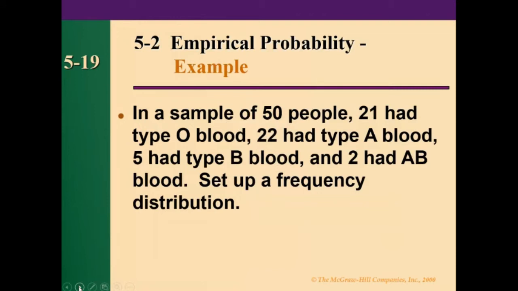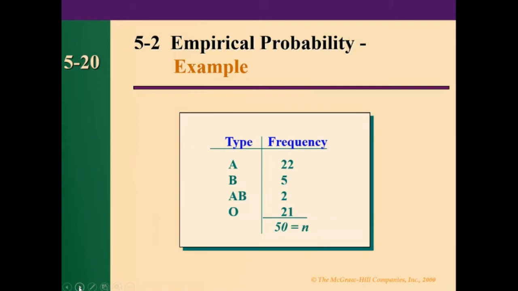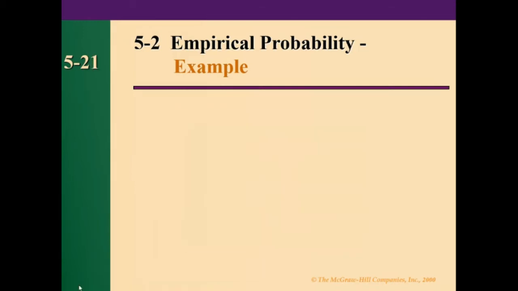For example, in a sample of 50 people, 21 had type O blood, 22 had type A blood, 5 had type B blood, and 2 had AB blood. Set up a frequency distribution. So, ito yon, di ba? Kuha tayo ng table. So, ang type A is 22, type B, type AB, type O is 5, 2, and 21 respectively. The total of the frequency is 50.